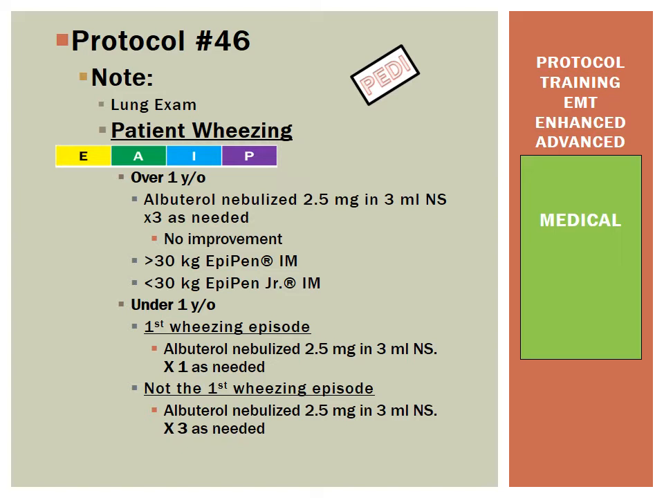If they are under 1 year old and this is their first wheezing episode, we will administer albuterol nebulized 2.5 milligrams, and you may repeat once as needed. If this is not their first wheezing episode, they have a history of this or asthma, administer albuterol nebulized 2.5 milligrams, and you can repeat up to 3 times as needed.